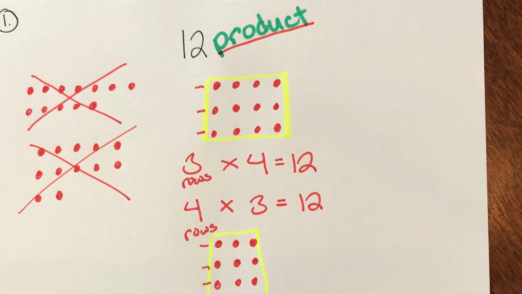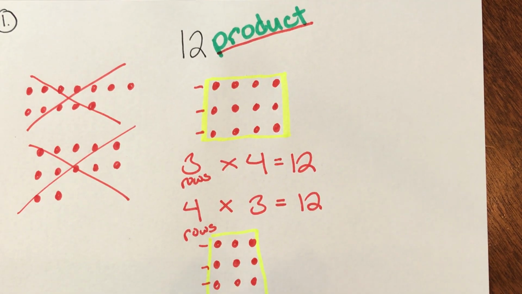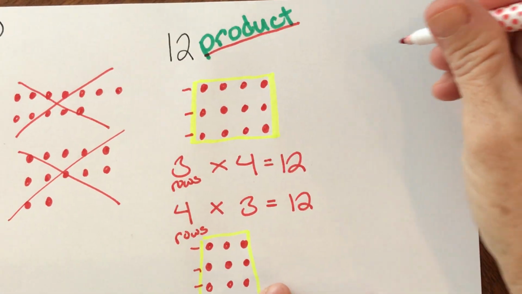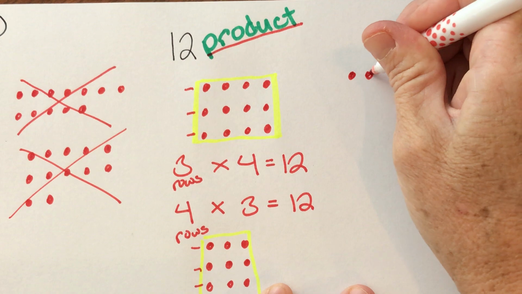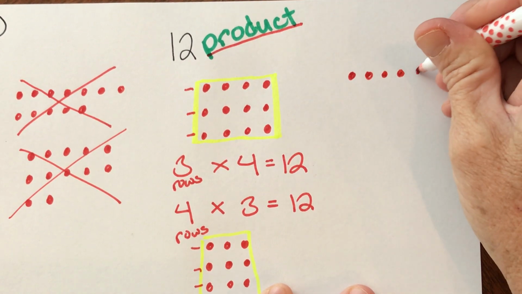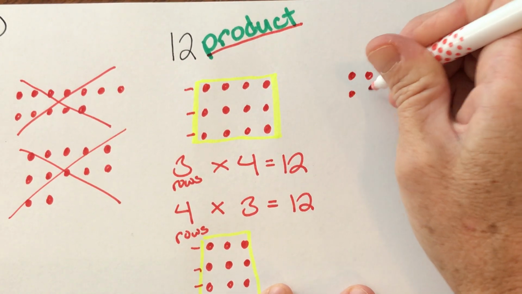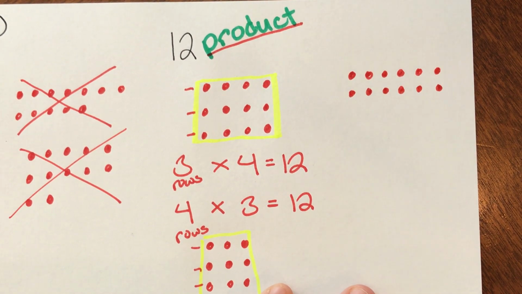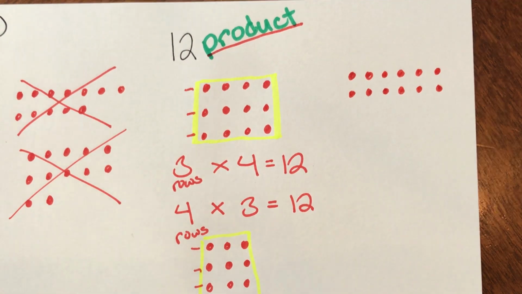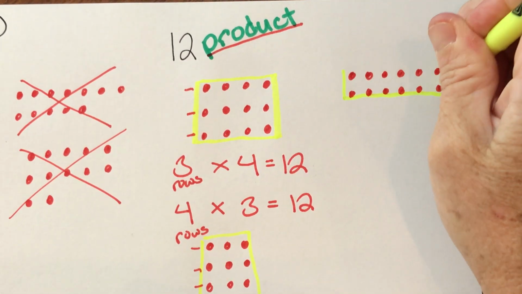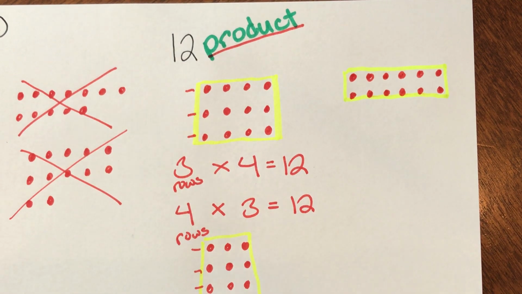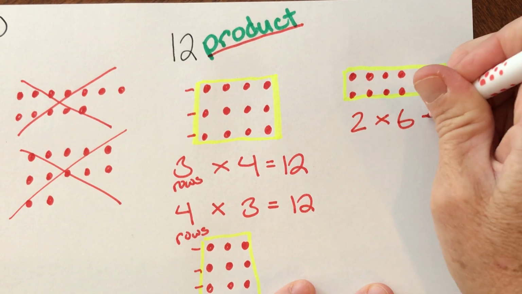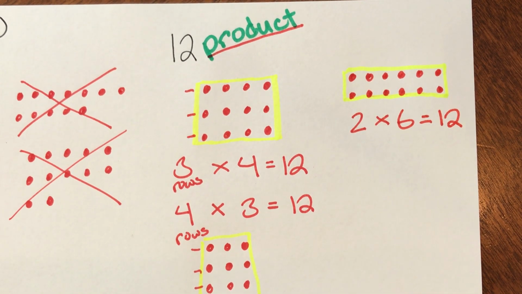Is there any other way that I could have come up with 12 and it would have still worked? Because we know these didn't work because that wasn't an array. What if I tried 1, 2, 3, 4, 5, 6, 7, 8, 9, 10, 11, 12. Oh, that one worked. So again, I counted 12, so my product is 12, and I have a nice array. So what did I have here? I had 2 rows of 6 equals 12.